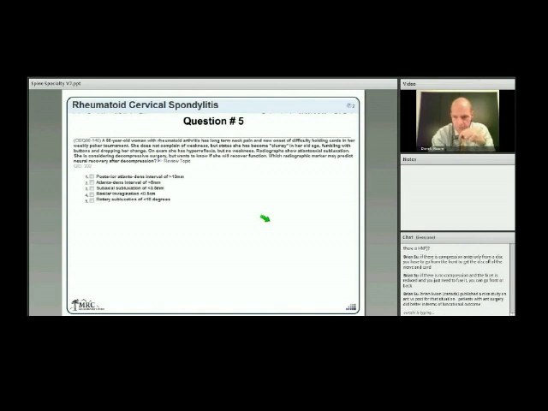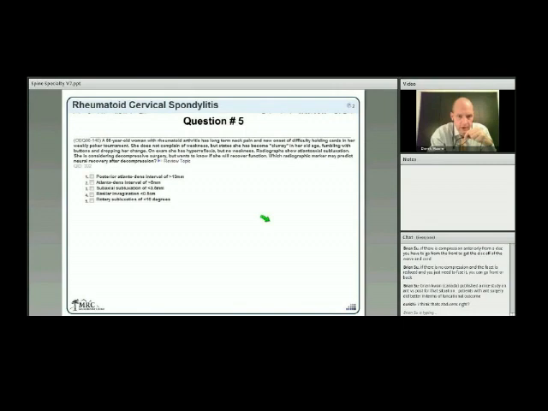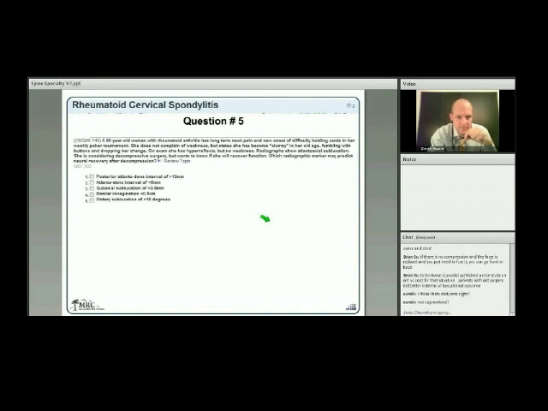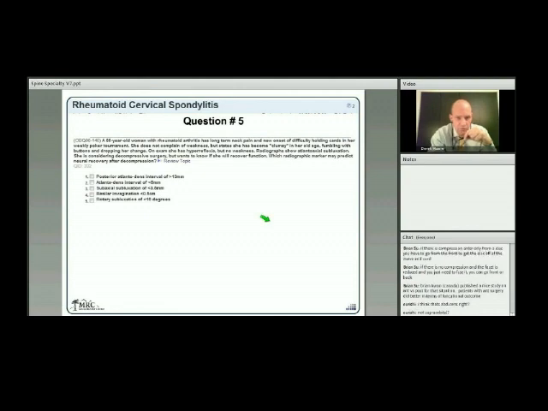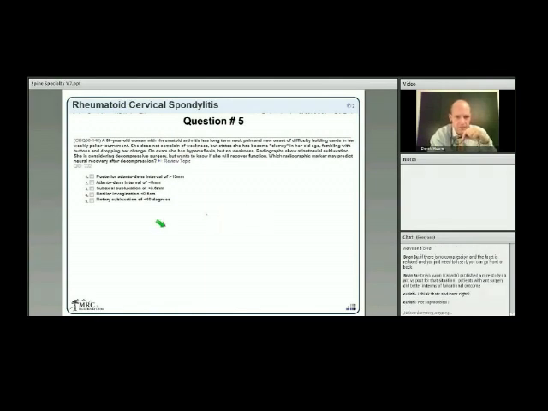All right, we're going to try to get through a few more topics. A 60-year-old woman with rheumatoid arthritis has long-standing neck pain and new onset of difficulty holding cards in her weekly poker tournament. She does not complain of weakness, but states she has become clumsy in her old age, fumbling and dropping objects. On exam, she is hyperreflexic, but has no weakness. Radiographs show atlantoaxial subluxation. She is considering decompressive surgery, but wants to know if she will recover function. What radiographic marker may predict neural recovery after decompression?